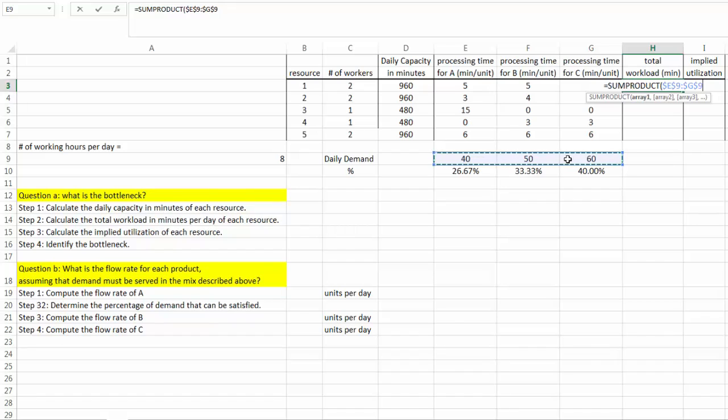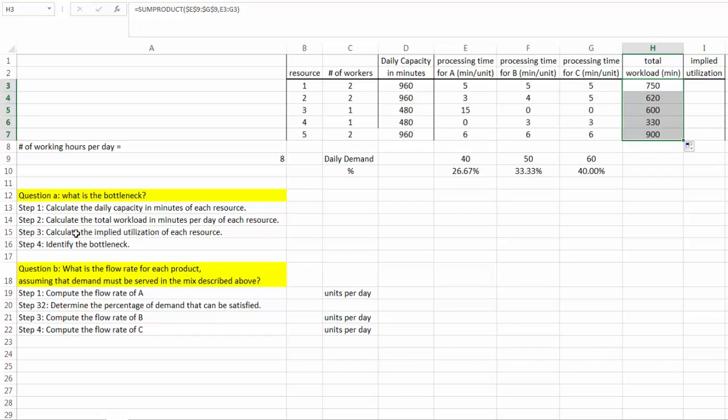And I'm going to use absolute cell reference. What this SUMPRODUCT function does for us over here is that it is equal to 40 times 5 plus 50 times 5 plus 60 times 5. Return. And we get 750 minutes. Similarly, with the formula created in cell H3, we can easily calculate the total workload in minutes for the other four resources. Here we go.